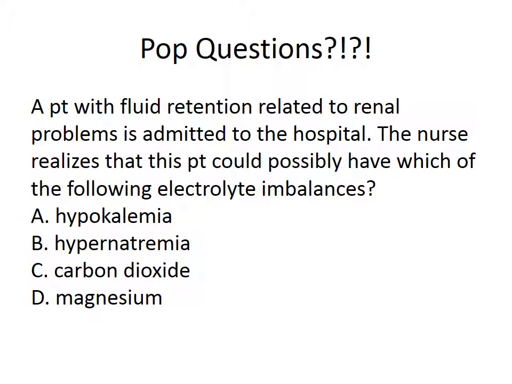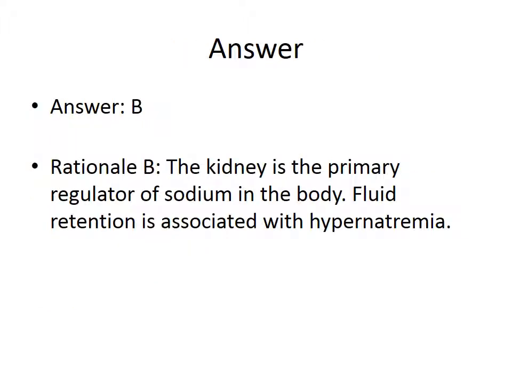A patient with fluid retention related to renal problems is admitted to the hospital. The nurse realizes that this patient could possibly have which of the following electrolyte imbalances? B. The kidney is the primary regulator of sodium in the body. Fluid retention is associated with hypernatremia.